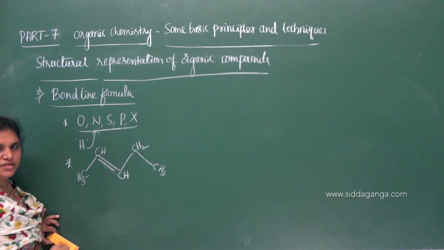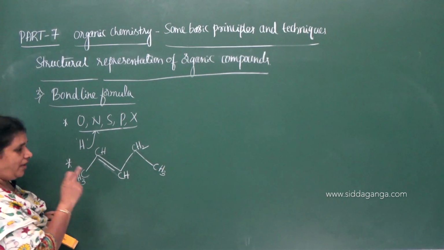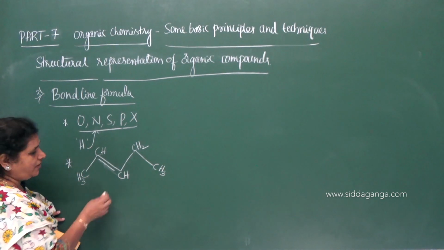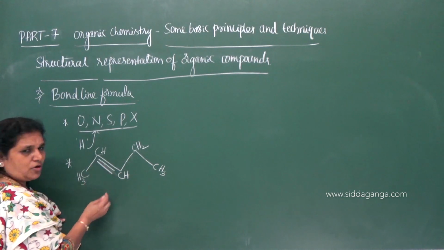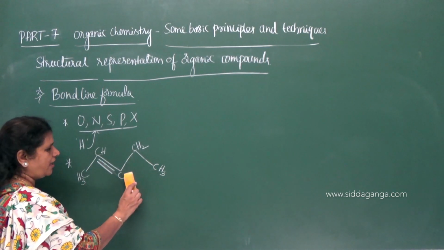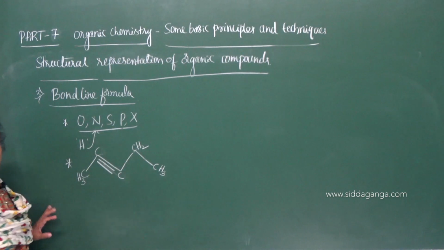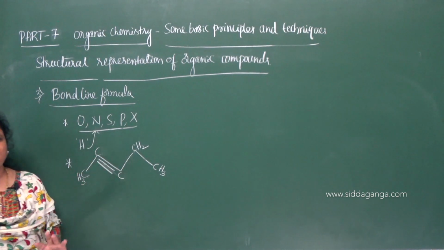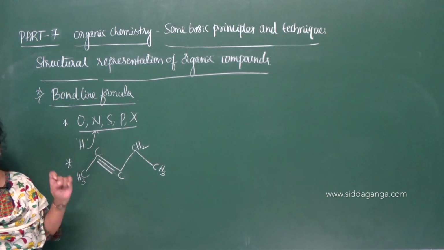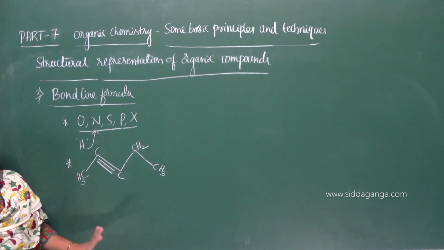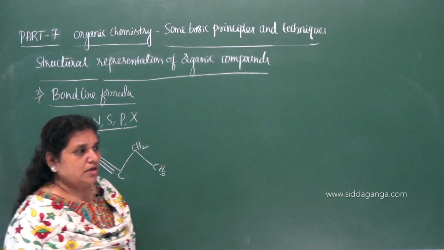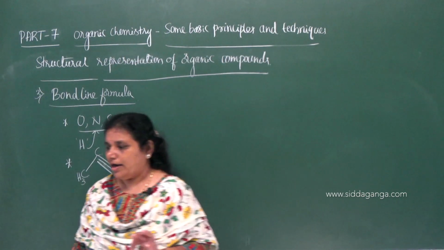It indicates CH3. Now, if any triple bond is present between the carbons, you put one more line here and decrease the hydrogen on either side. You have to remove the hydrogen atoms because these two carbon atoms satisfy the tetravalency. And this is about the bond line formula.